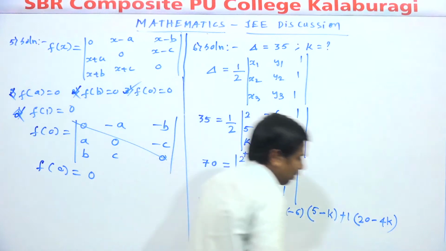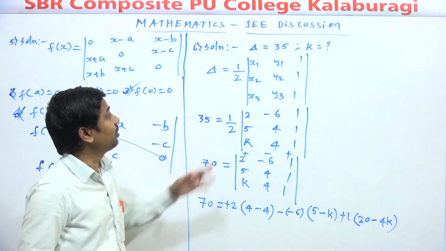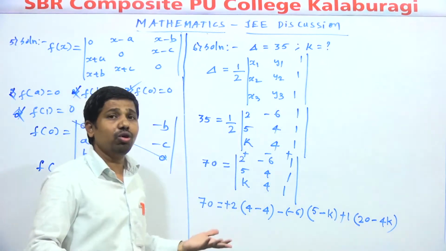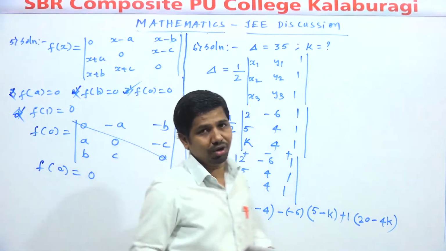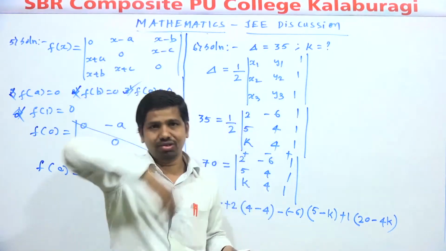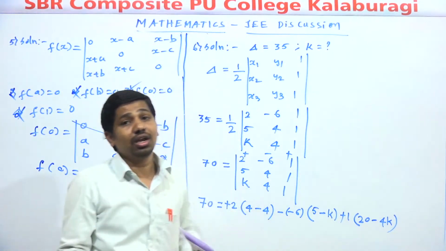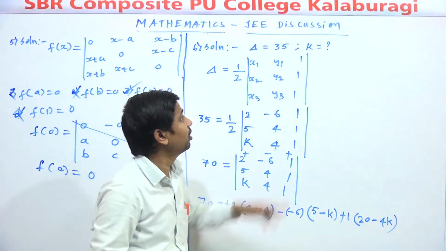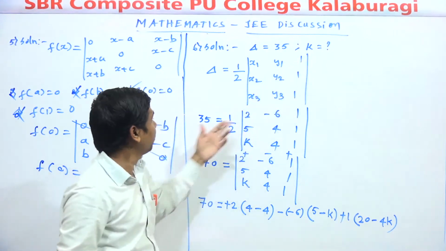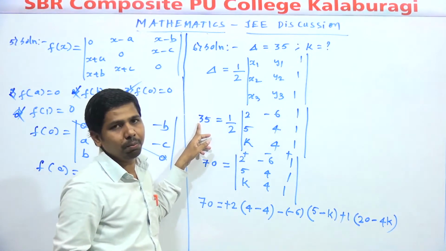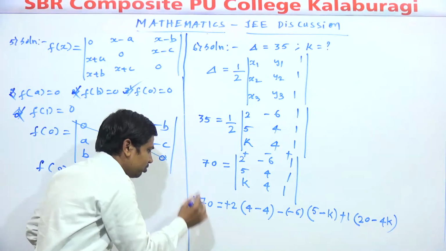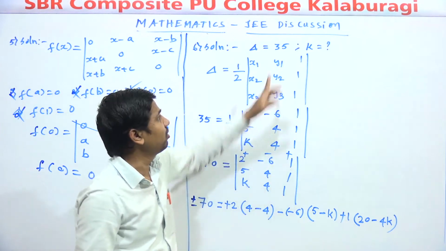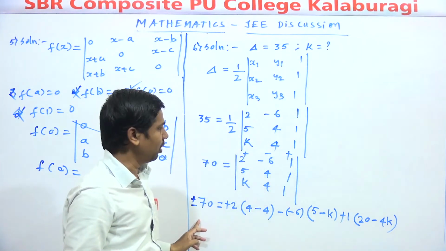Let us find the k value. Keep in mind that whenever the area is given and you have to find the k value, the area can be positive or negative depending on the order you take. If you take it anti-clockwise, you get a positive area. If you take it clockwise, the area is negative. So there are two values of k, that is, the area will be plus 35 or minus 35. Always take both the values, plus or minus, whenever the area is given and you have to find the k value.